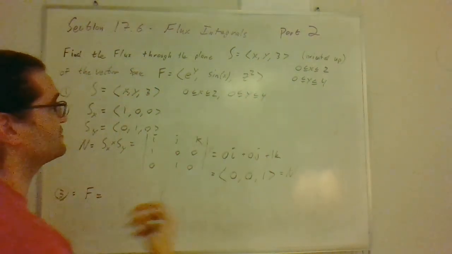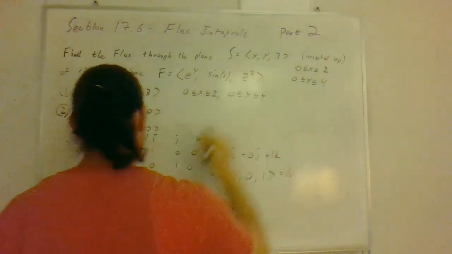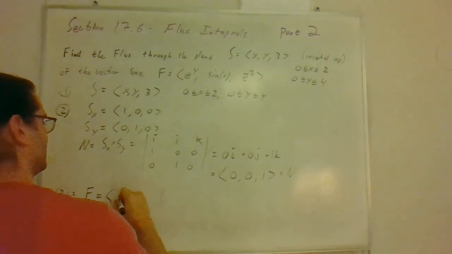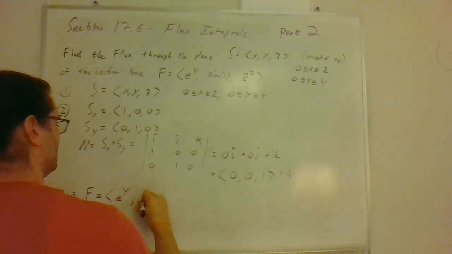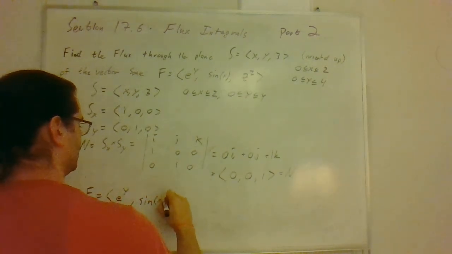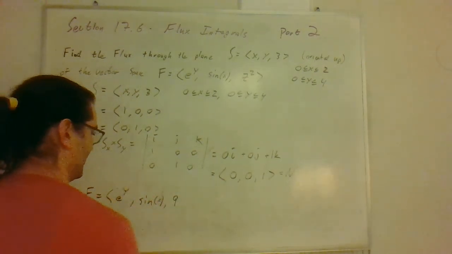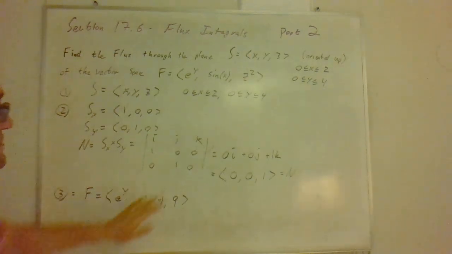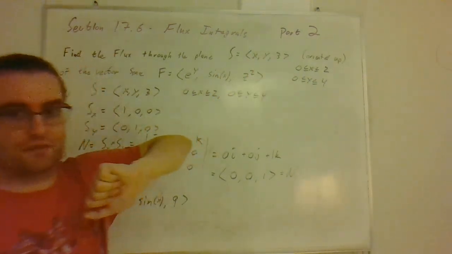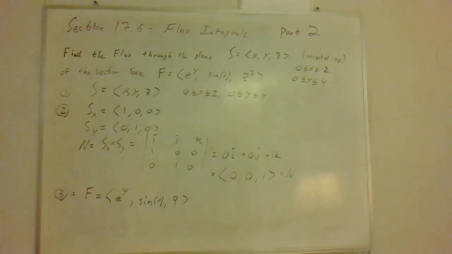So f expressed in terms of this parameterization is going to look like e to the y sine x, 9. Instead of z squared, we're going to use 3. And we'll just get 9 all the time, every time. So this is my f.